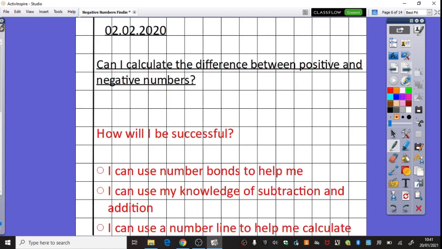So on to our main session today. Can I calculate the difference between positive and negative numbers? We're going to be calculating the difference. We talked about this before, finding the difference. We're looking at the difference between 2 numbers.